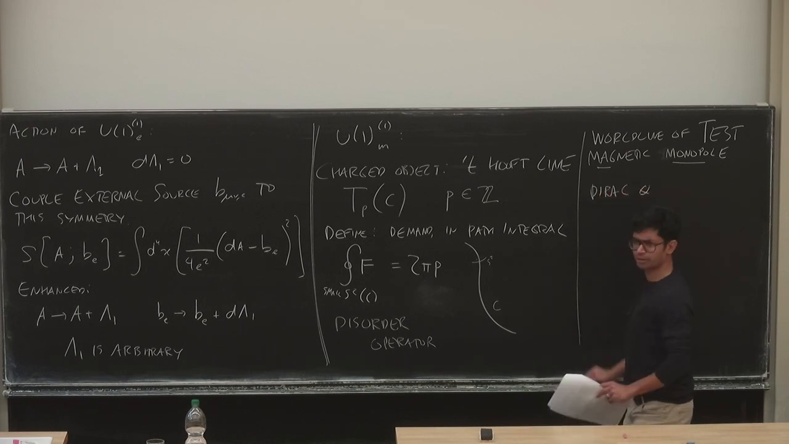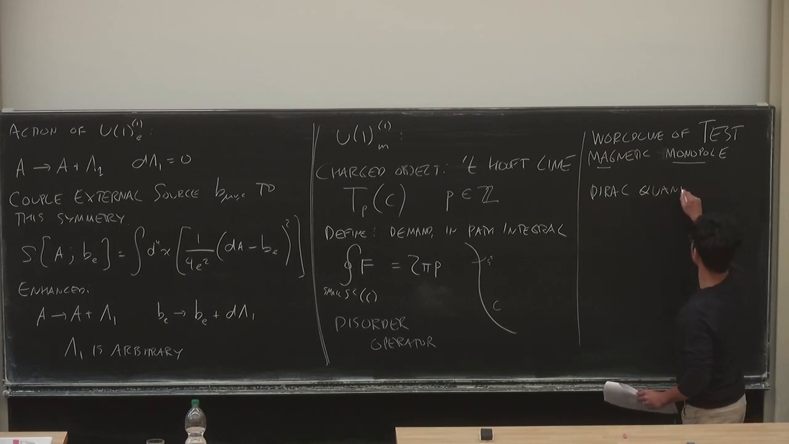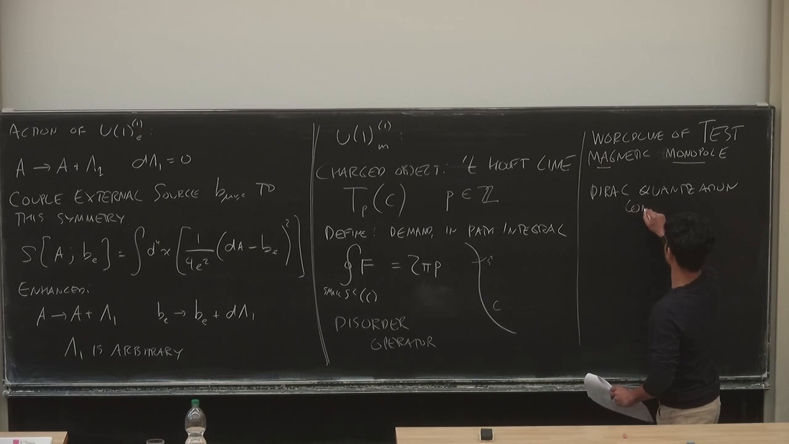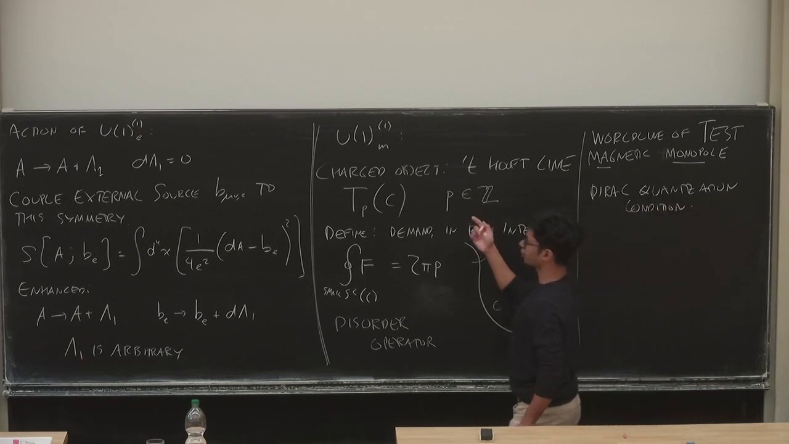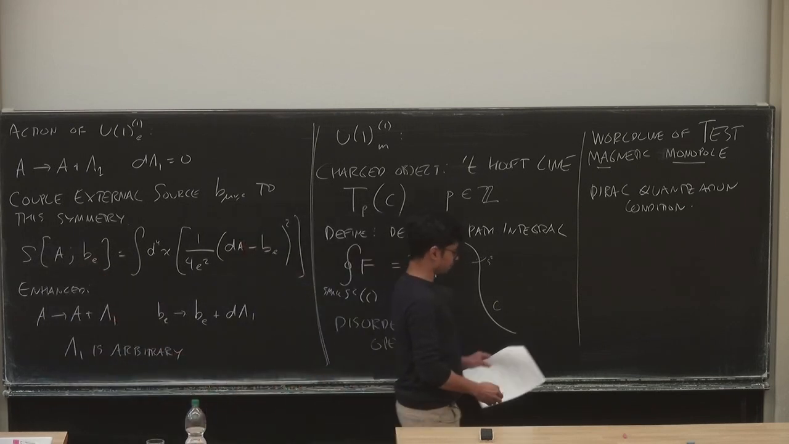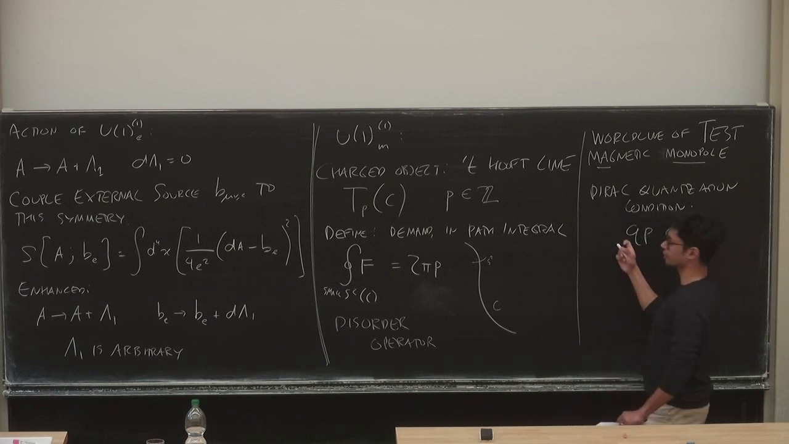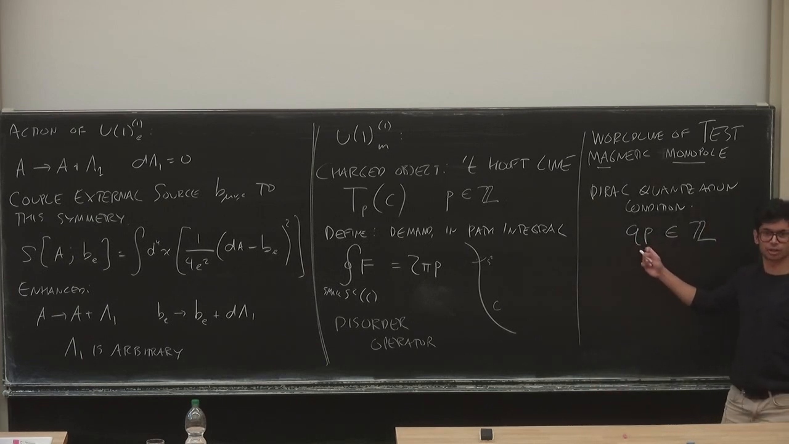Have people seen the Dirac quantization condition? Some people have, yeah. If not, we can do this in the next tutorial. It's a classic thing, done in a lot of books. This just tells you that the theory only makes sense if the electric charges and magnetic charges are both quantized. You require that Q, the electric charge, times P, the magnetic charge, the product is an integer.